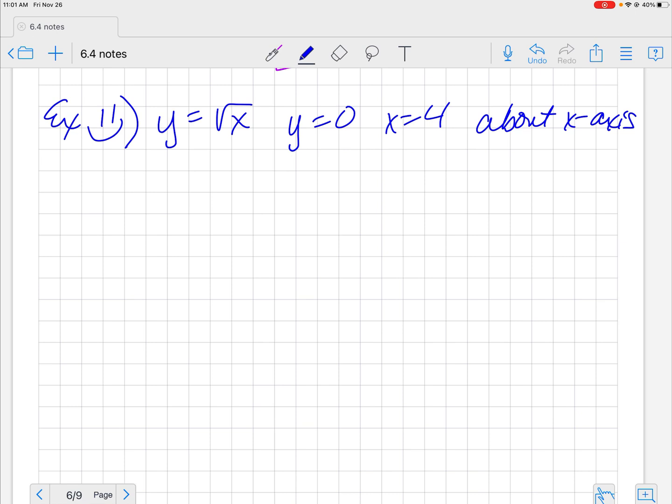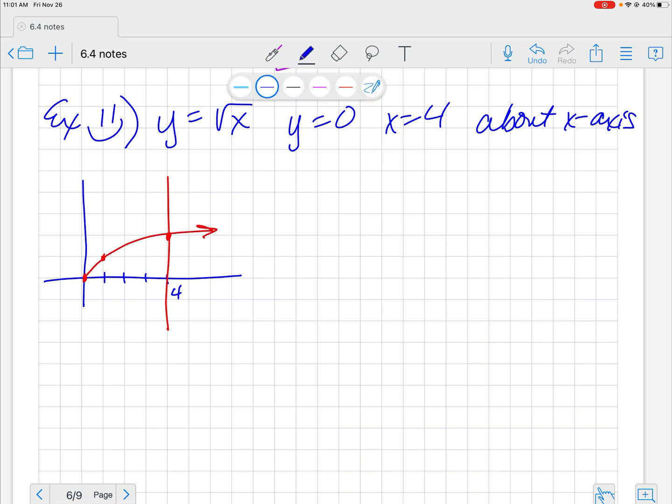So let's draw this. About the x-axis, y equals 0 and x equals 4. 1, 2, 3, 4. So I know this is 4. So I'm bounded right here. Let's do that as a different color than my axis. So x equals 4, we've got the square root function. It goes up here at 1, 1, right? And 4, 2. So here's my square root function. Let's call this right here 2, because we know what's going on. And here is my region.